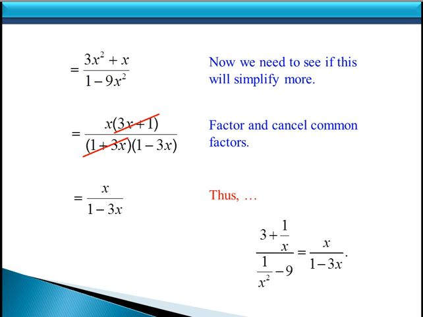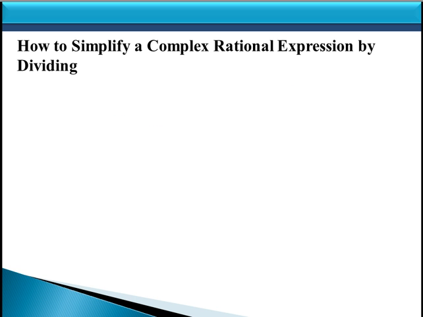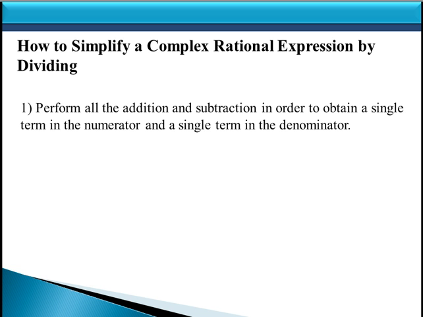Okay, now let's look at another method for simplifying complex rational expressions. This other method is by dividing. So when you have a fraction, remember that the fraction bar really means division. So what we're going to do is actually turn that into a division problem. So the first step in this method is to perform all the addition and subtraction in order to obtain a single term in the numerator and a single term in the denominator.